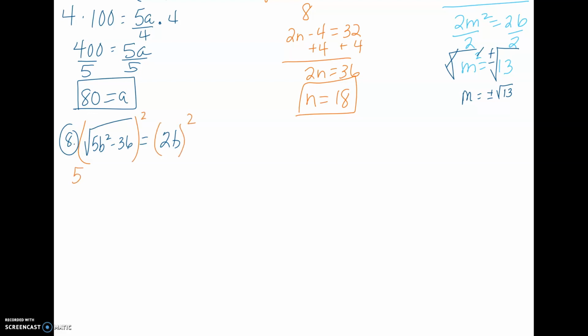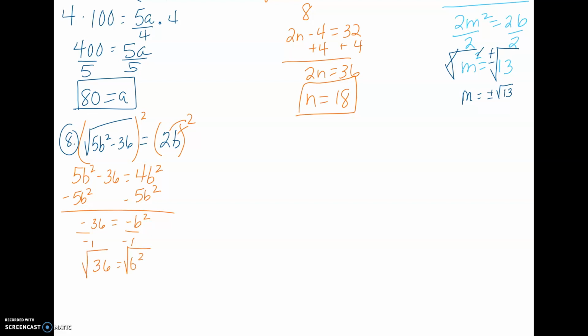When we do, we're left with the radicand, which is 5b squared minus 36 equals, the 2 is going to the 2, so 2 squared is 4, and b squared is b squared. Now we're going to make sure that we get like terms on the same side. I'm going to subtract 5b squared. I get negative 36 equals negative b squared. To get b by itself, I'm going to divide by negative 1, which gives me 36 equals b squared.